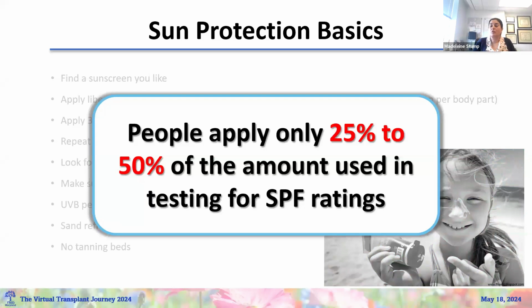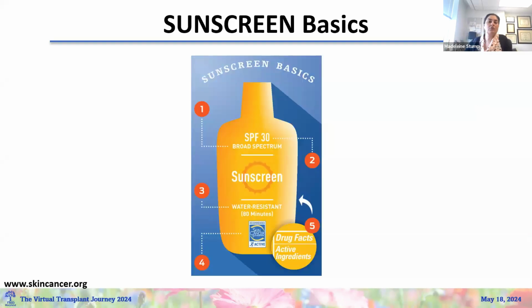Did you know that people apply only 25 to 50% of the amount used in testing for SPF ratings? That's right. So it requires 1 to 2 ounces to cover the entire body. As I said, one 4-ounce bottle, that's it. 2 times to 4 times at the most. Okay, so now we'll go over some more sunscreen basics. It's not something that everybody knows, so I think this might be helpful.